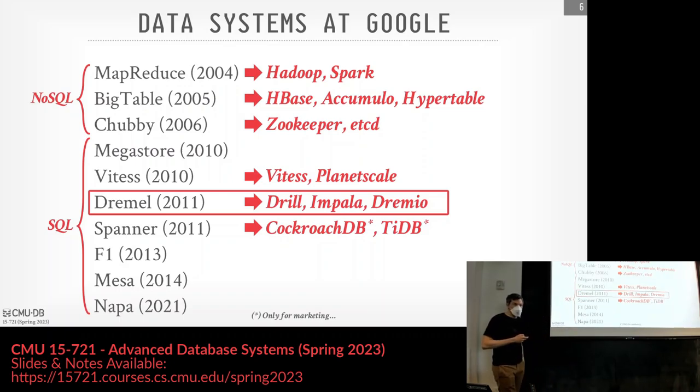Does Amazon have any open source DBMSs? Because I feel like the answer is no. Amazon, as far as I know, has zero open source data systems. Yes, because their product is selling them all as a service. We'll cover this a little bit at the end.